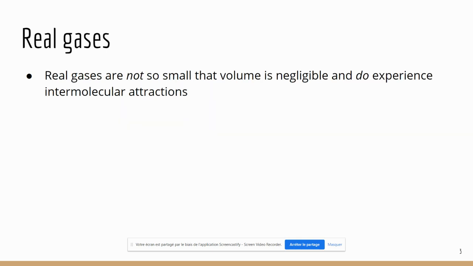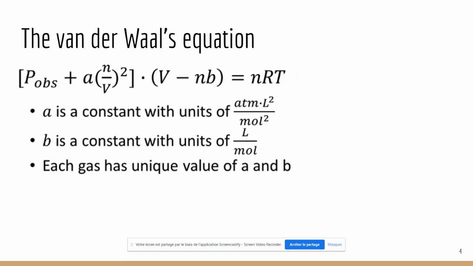Pause here. So last video, we talked about kinetic molecular theory and why some gases would be more ideal or less ideal. And today we're going to focus on real gases, meaning things that are not 100% ideal. So we're going to see that they are not so small that the volume is negligible and that they do experience intermolecular attractions. And we are going to need to correct PV equals nRT to account for this. Pause here.